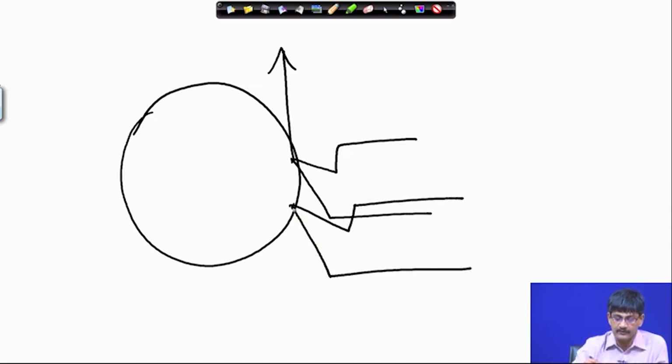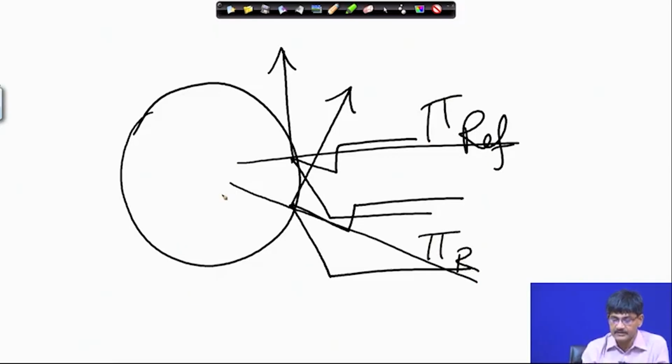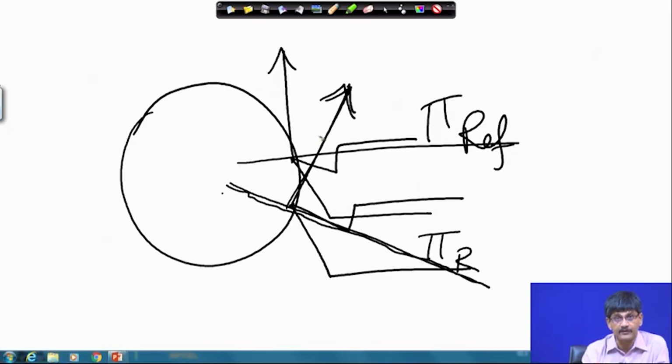You have a problem. In that case, the velocity vector is this way, and all the tool angles will be changing because the reference plane is now here. Previously, the reference plane was here. Reference plane pi reference or pi r. This is the reference plane now, because it is always perpendicular to the velocity vector. That is a problem. So, we always start the definition of tool angles from the velocity vector of cut.